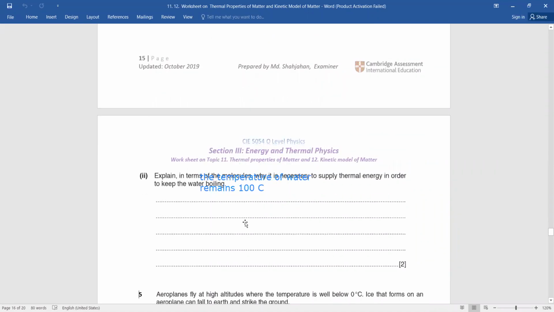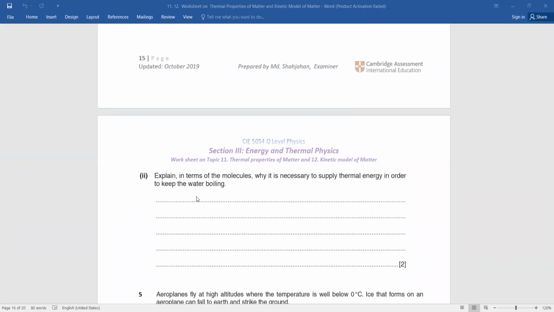Farabi, can you read this part please? Explain in terms of the molecules why it is necessary to supply thermal energy in order to keep the water boiling. Why is it necessary to supply thermal energy in order to keep the water boiling?